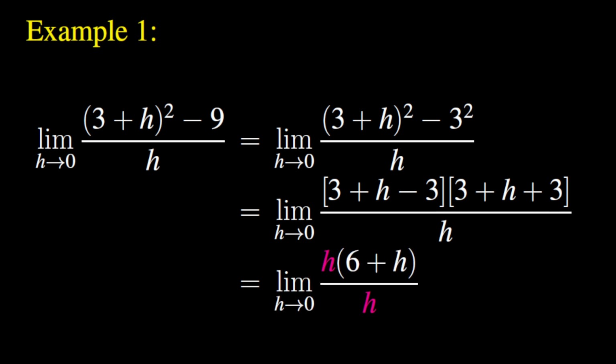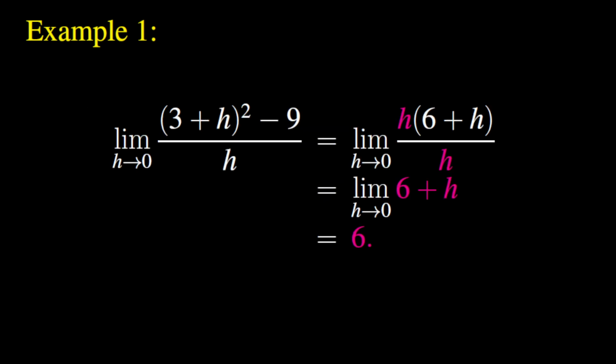We clearly see that h is the common factor that appears on both the numerator and the denominator. This common factor should be simplified. After simplification, the expression becomes 6 plus h, and then when we plug in 0 for h, we see that the limit is 6.